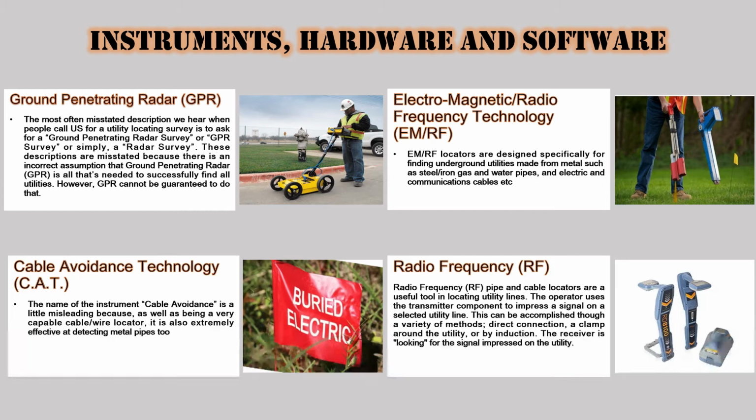Next is radio frequency or RF. RF pipe and cable locators are a useful tool in locating utility lines. The operator uses the transmitter component to impress a signal on a selected utility line. This can be accomplished through a variety of methods: direct connection, a clamp around the utility, or by induction. The receiver is looking for the signal impressed on the utility.